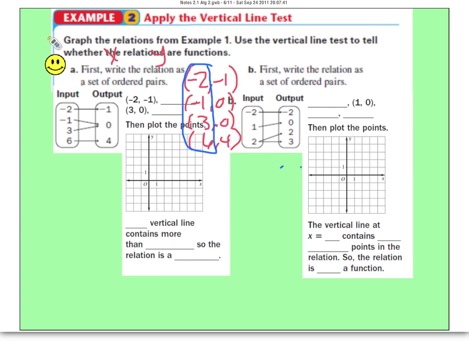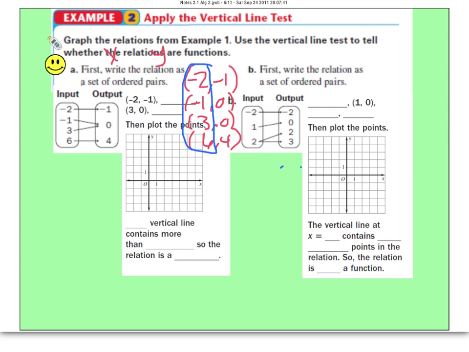If I draw a vertical line, any vertical line will only cross in one point. So this does pass the vertical line test, and the relation is a function. Now letter B, if we change this mapping into ordered pairs, we have negative 2, 2, 1, 0, which they've listed. We have 2, 2, and we have 2, 3.